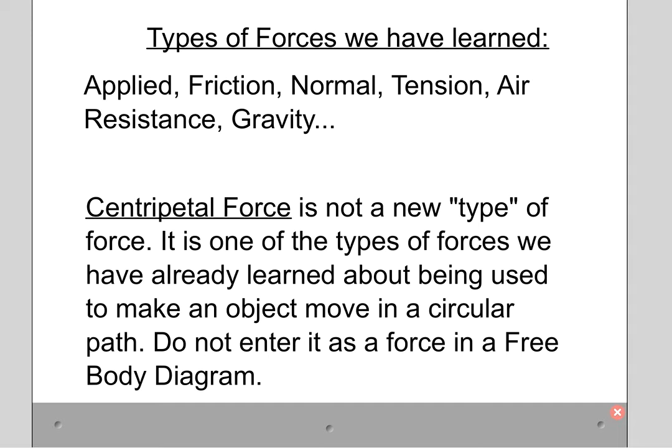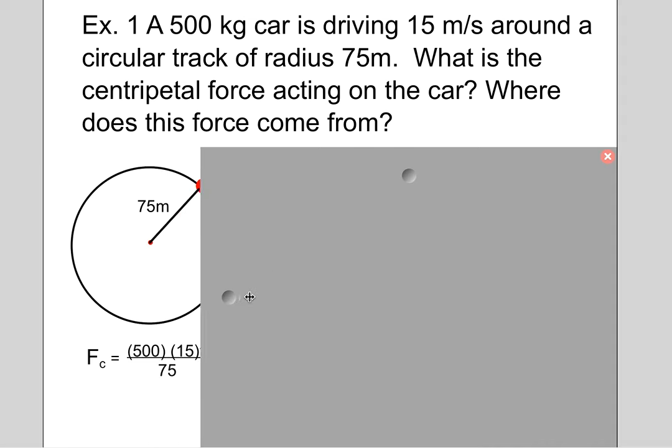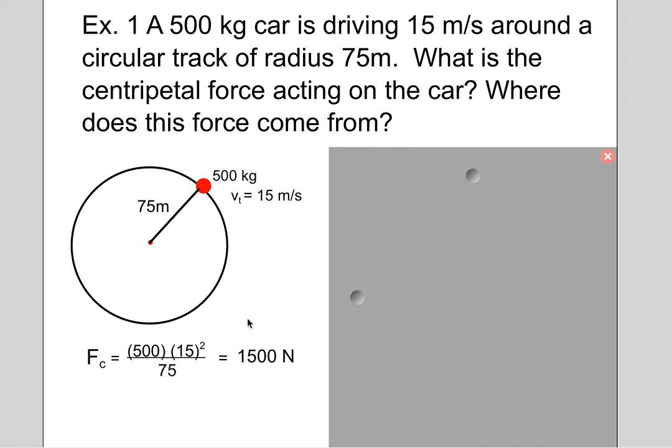Okay, so let's take an example now. You have a 500 kilogram car driving 15 meters per second around a circular track. The radius of the track is 75 meters. What's the centripetal force acting on the car, and where does this force come from? Okay, so what do we have here? Let's see a little picture of what we've got going on. Here's our circular track. Its radius is 75. The car is going around it at a steady speed of 15 meters per second. The mass of the car is 500 kilograms.